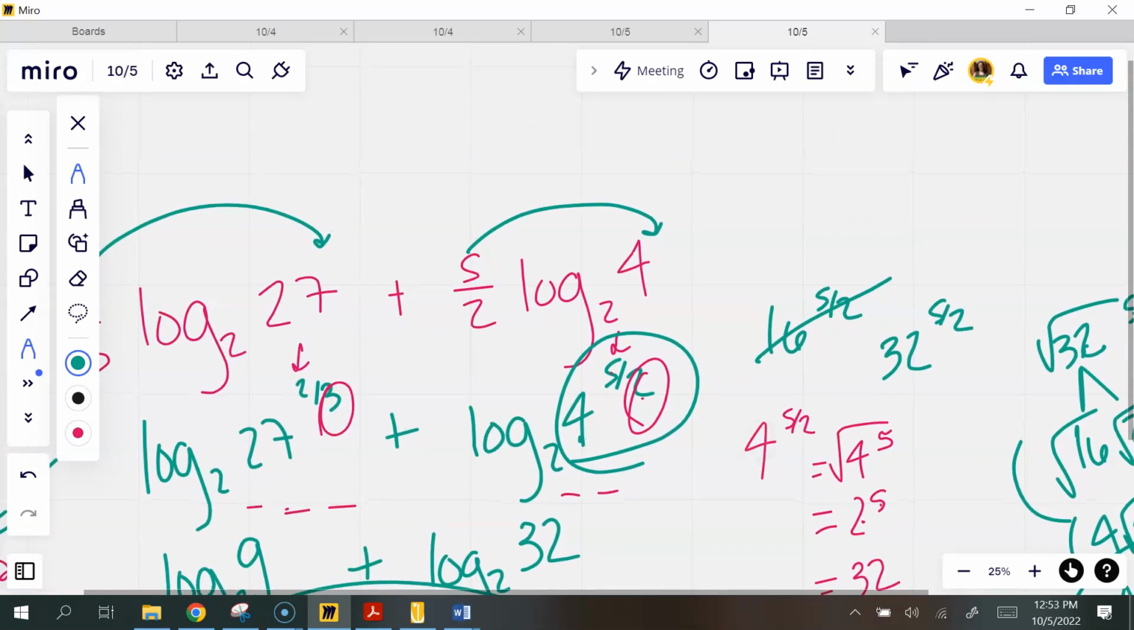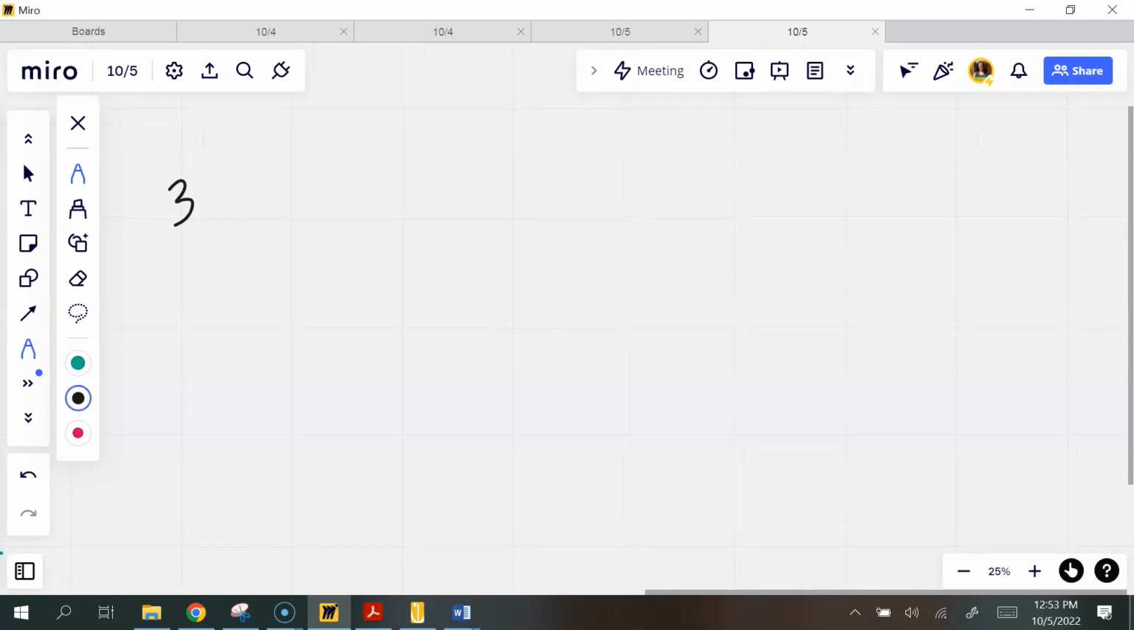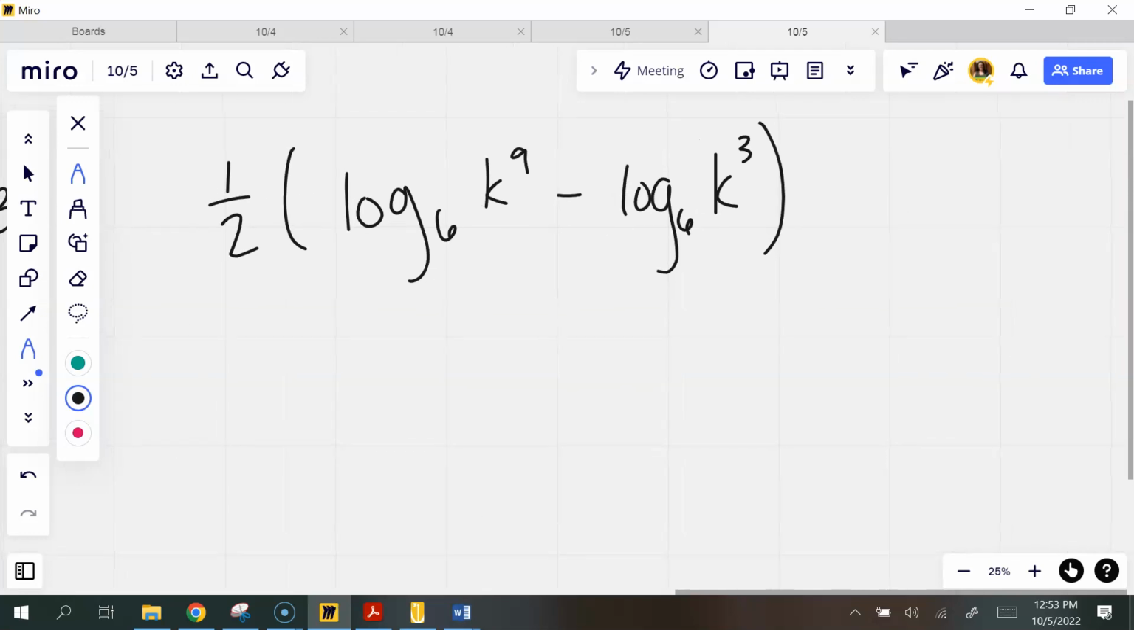Did you put a parenthesis around 5 divided by 2? Lucy, would you tell me what... Thank you. I'm going to work inside parentheses first because parentheses come first in order of operations. Yes? Divide it. How do you know you're dividing? Because it's subtraction. So I have 1/2 log base 6 of k to the 9th over k to the 3rd.